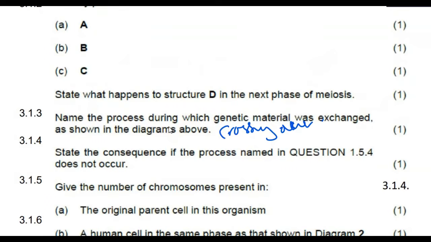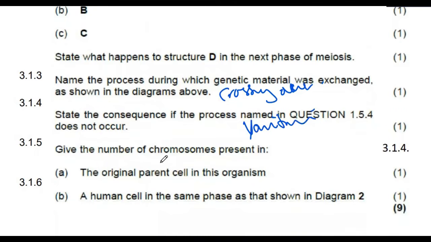State the consequence if the mentioned process does not occur. If this process does not occur, it means that it will reduce the genetic variation. It means that more organisms will be more similar to each other, so it will reduce variation among the organisms, because crossing over leads to genetic variation.